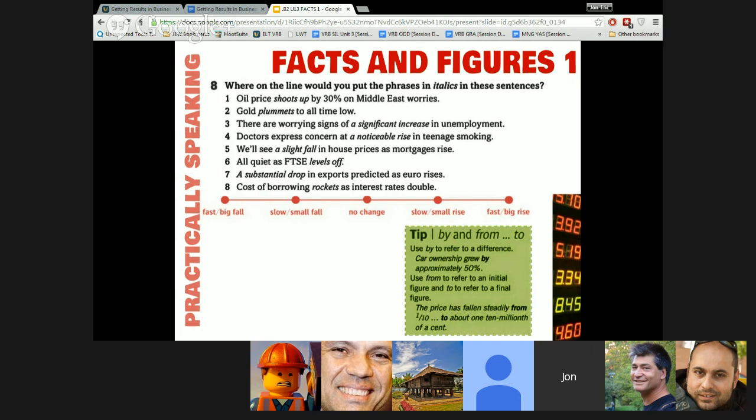Big fall is noticeable drop. Big fall is correct. Yeah, because substantial drop. Substantial means that it's, as you said, important, or it has a lot of substance, meaning that it's something that means a lot to us. If we lost all of our money, that would mean a lot to us. If we're poor now, so it's substantial. You're right. Number 7 is big fall.